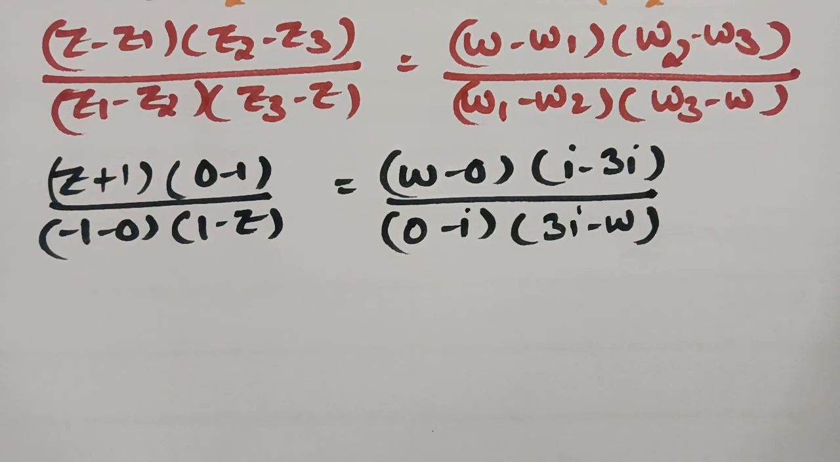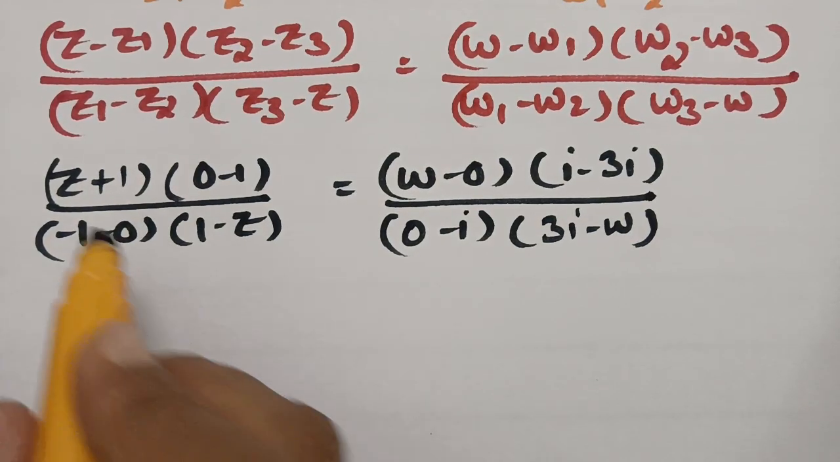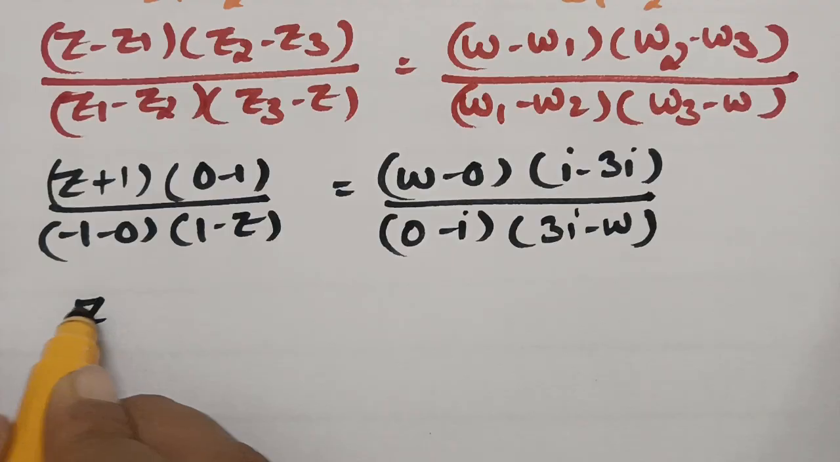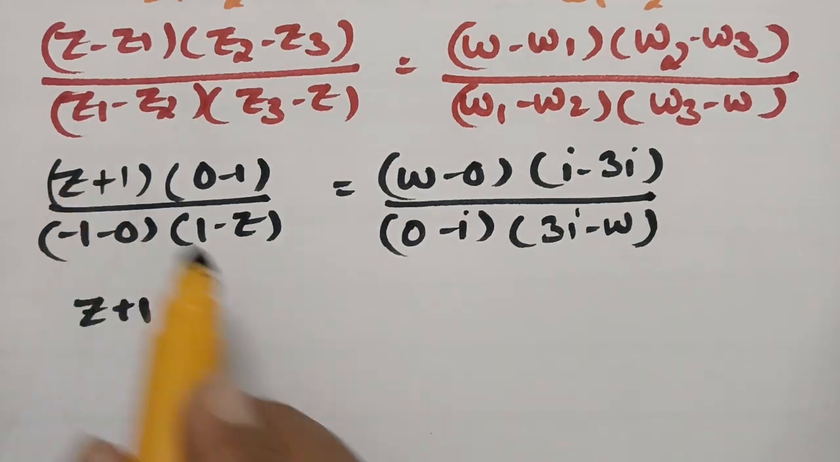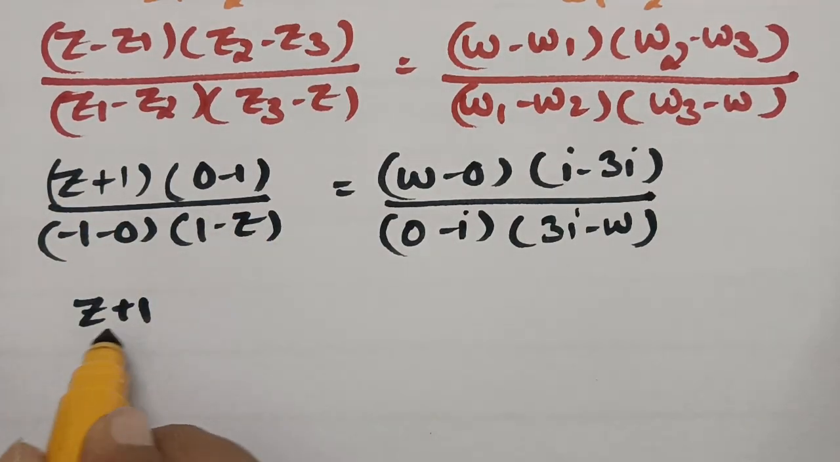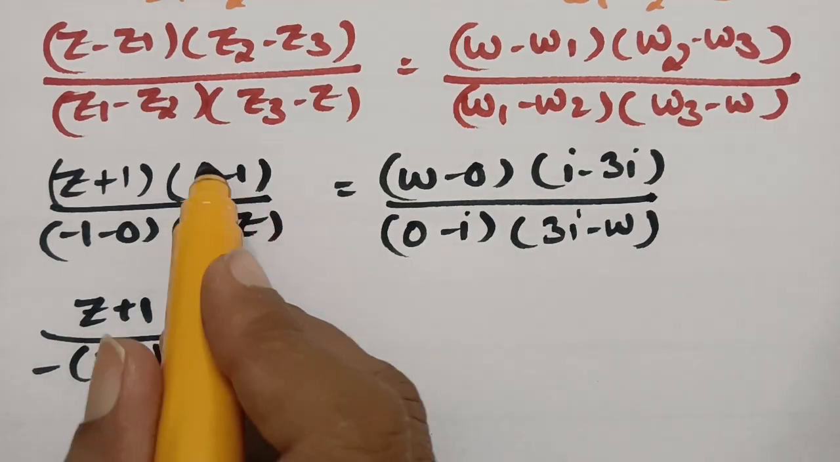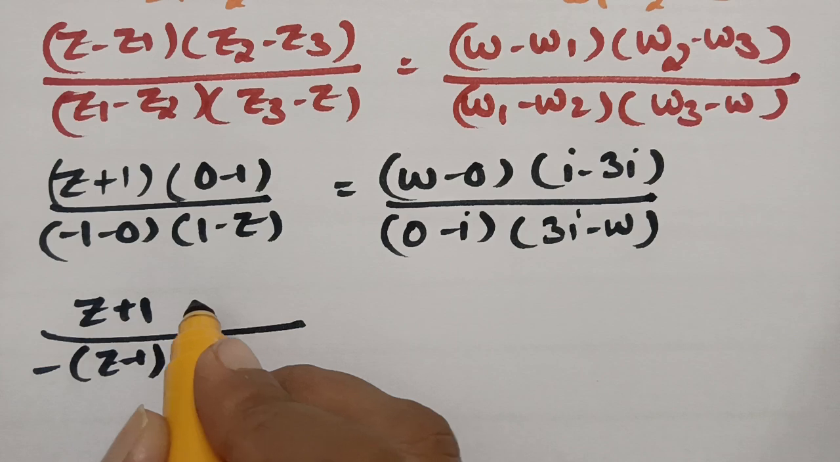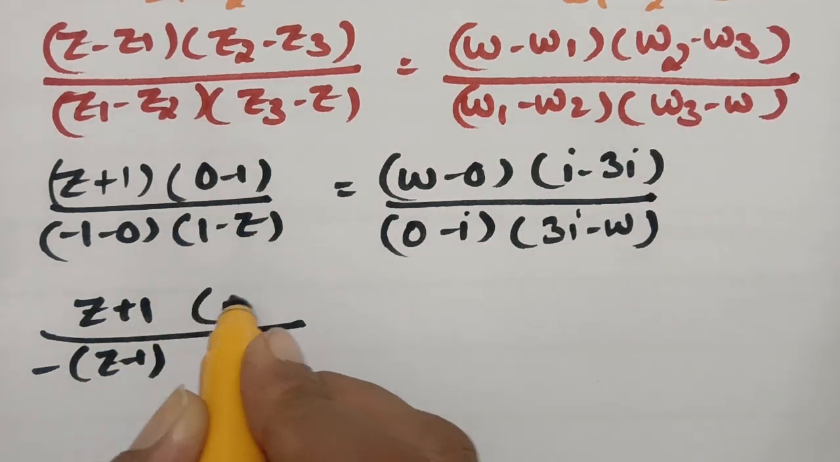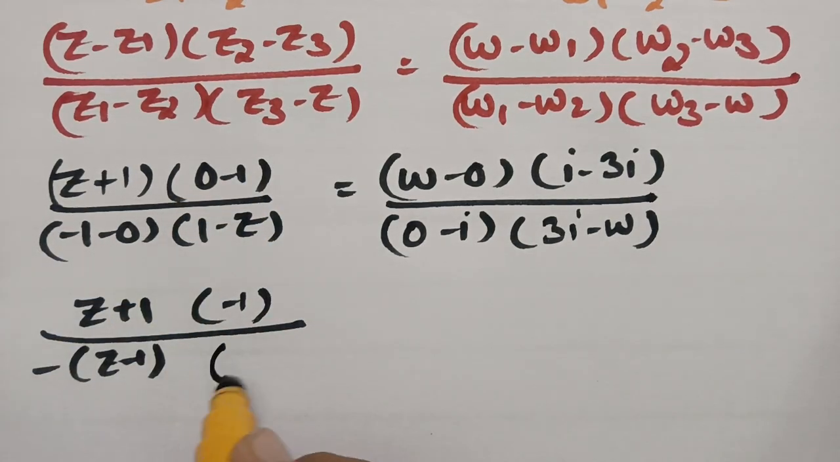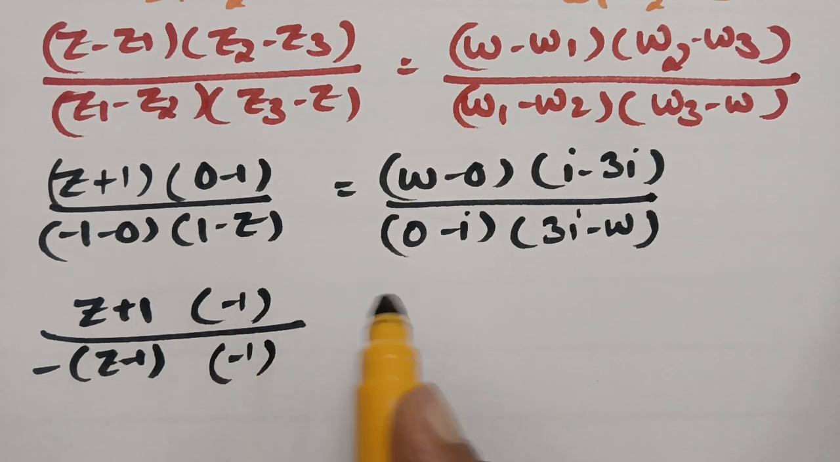And now I am going to calculate the w value. Here, the first thing is we have to arrange this z. So this is z plus 1. If I arrange, I'm taking minus common, so this will be z minus 1. Later we have to see the constants here. 0 minus 1 value is minus 1, and this is minus 1 minus 0 value is minus 1. So we have to adjust these constants.